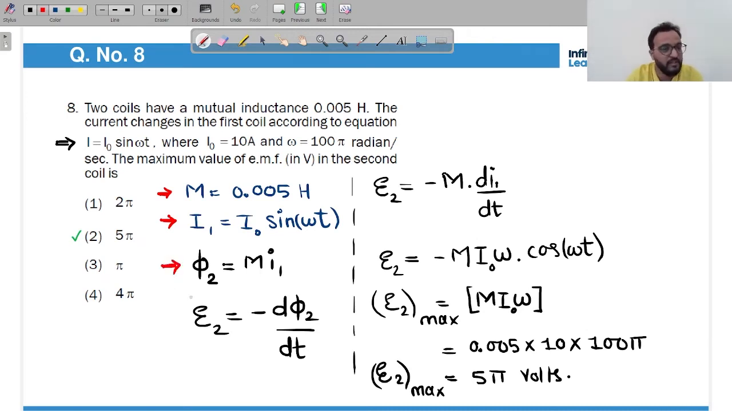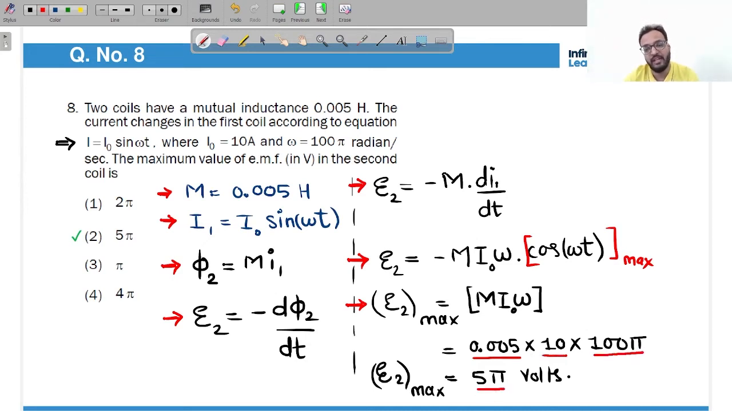What is the formula for the flux? Phi 2 is M I1, very good. What is EMF induced? Minus d phi 2 by dt, that is minus M dI1 by dt. Now differentiate the value of current. It will be I naught omega cos omega t. Now we want the maximum value, right? So for that, this should be maximum, and the maximum value of cos omega t is 1. So the maximum value of EMF will become M I naught omega. Put the values, M is given, I naught is given, omega is given, and definitely you will get your answer, 5 pi volts.